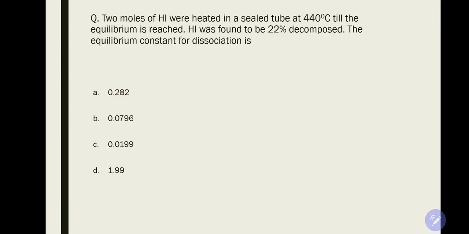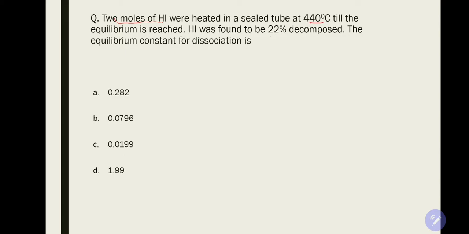Now here the question is: 2 moles of HI were heated in a sealed tube at 440 degrees Celsius till the equilibrium is reached. HI was found to be 22% decomposed. The equilibrium constant for dissociation is... Here they have given 2 moles of HI, which by heating will decompose. They have heated it at 440 degrees Celsius till the equilibrium is reached.